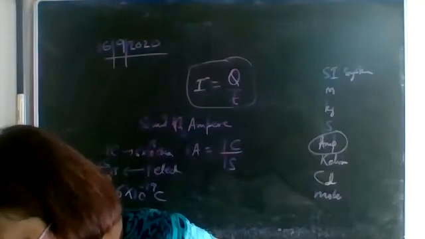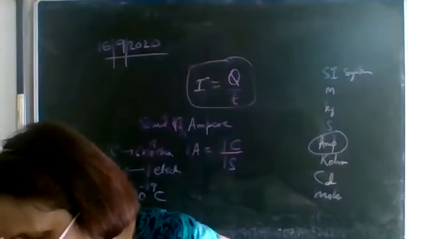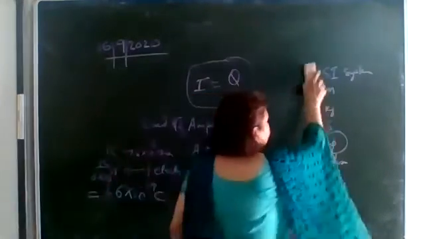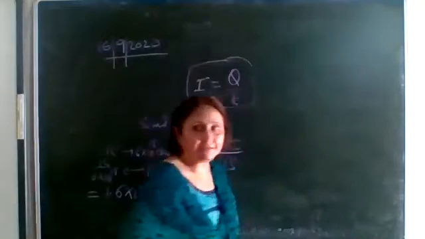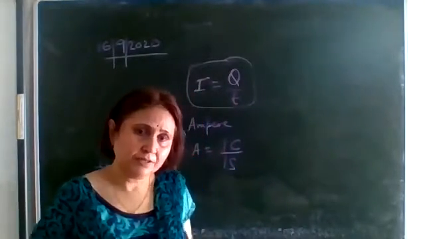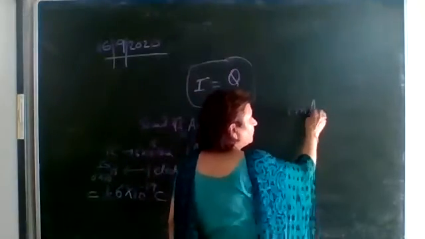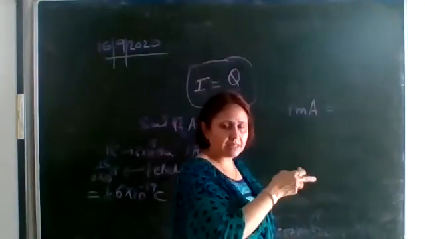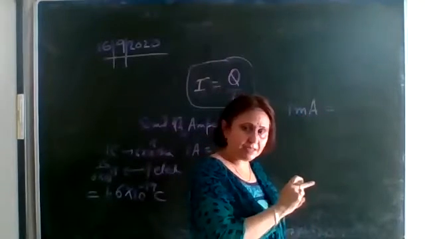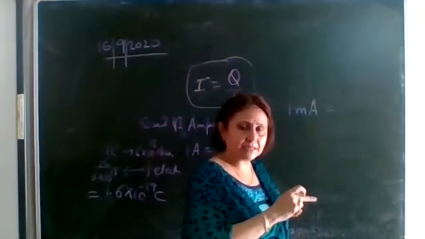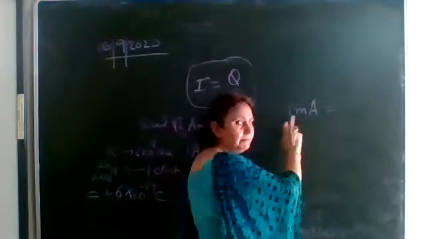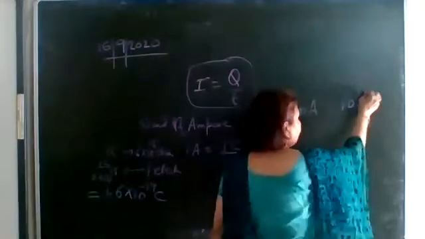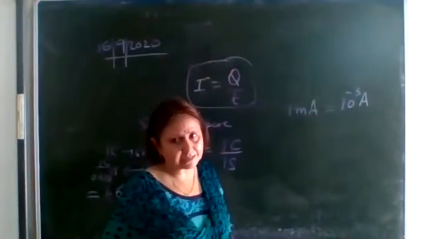Small quantities of current are expressed in milliampere, where 1 milliampere is equal to 10 raised to the power minus 3 ampere, or in microampere, which is 10 raised to the power minus 6 ampere. If the current in an electric circuit is very small, then we have to use smaller units of current, like milliampere, where milli is represented by small m. The relation is the same as between millimeter and meter. 1 millimeter is equal to 1/1000 meter, which can be written as 10 raised to the power minus 3 meter. The same way, 1 milliampere is equal to 10 raised to the power minus 3 ampere.